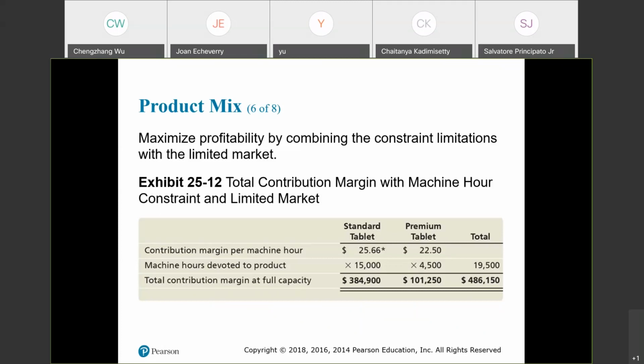But if you use the freed manufacturing capacity to make another type, it will be more profitable because of the budgeted sales volume. So in this case, we can use 15,000 machine hours to make standard tablets and use the rest, 4,500 hours, to produce the premium tablet.